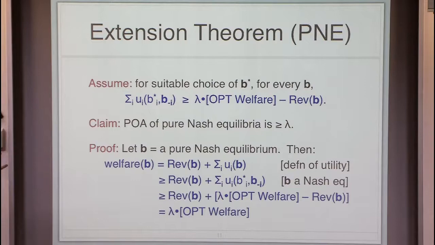Remember the extension theorem mindset. You prove something easy, like this, then you just apply a black box to extend it to Bayes' Nash equilibria. Actually, here the extension theorem is just as easy as this argument. Okay, so how do you change this so that it applies to Bayes' Nash equilibria?